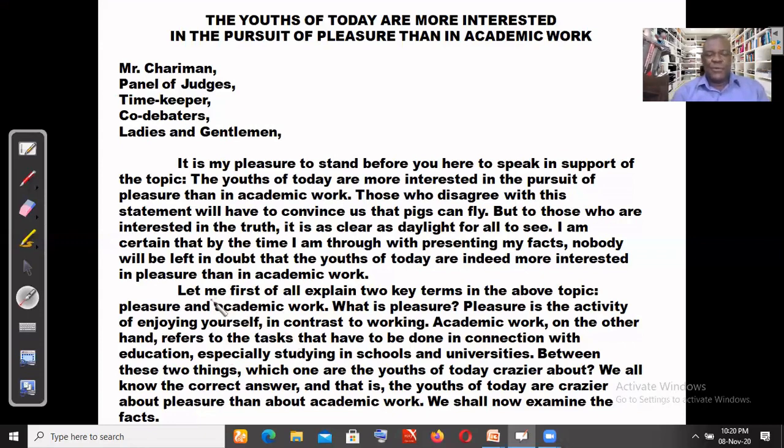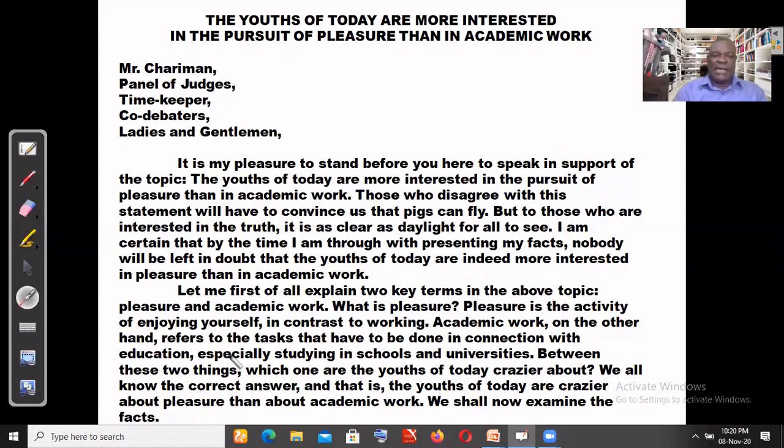So in paragraph 2, we are saying, let me first of all explain two key terms in the above topic: pleasure and academic work. What is pleasure? Pleasure is the activity of enjoying yourself in contrast to working. Sometimes when you explain the terms, it is because you have the intention of using this definition to give greater support to your argument, to strengthen your argument, right? If not, you may just skip it.